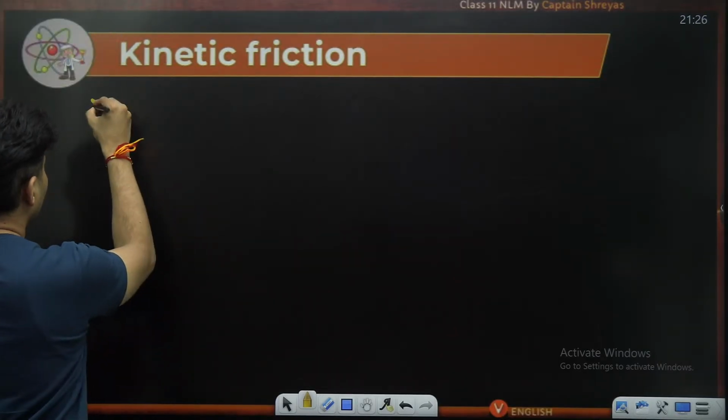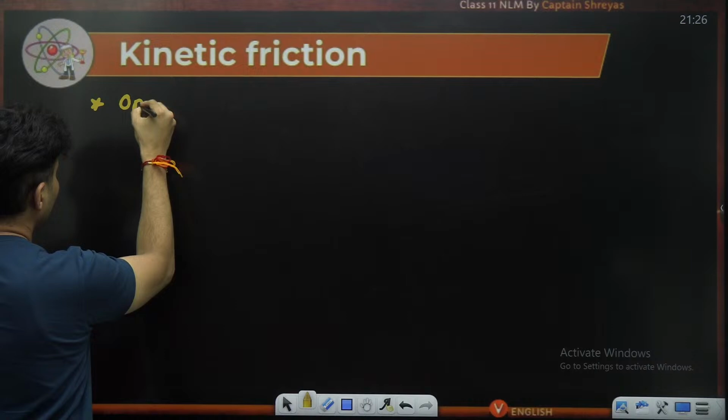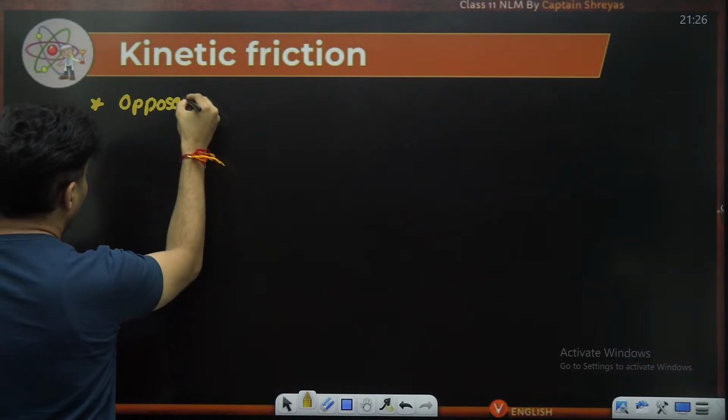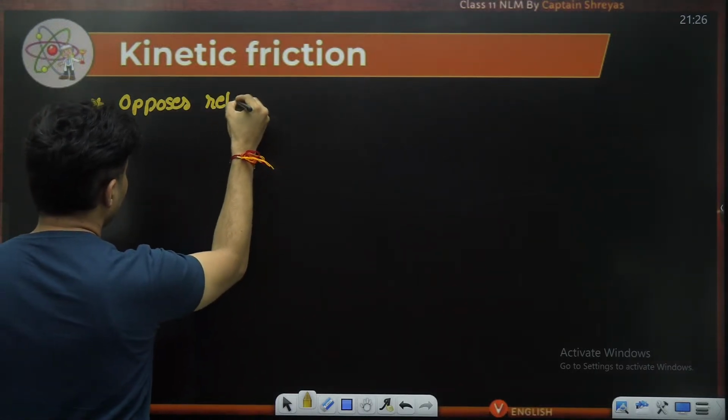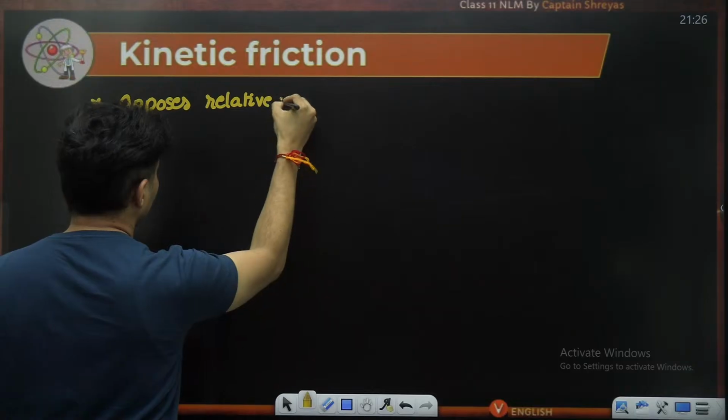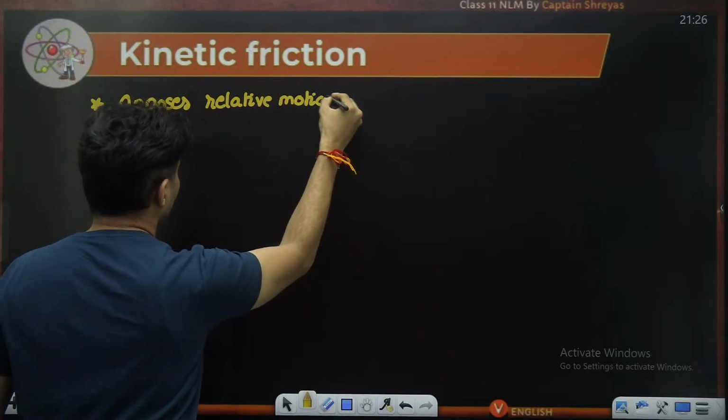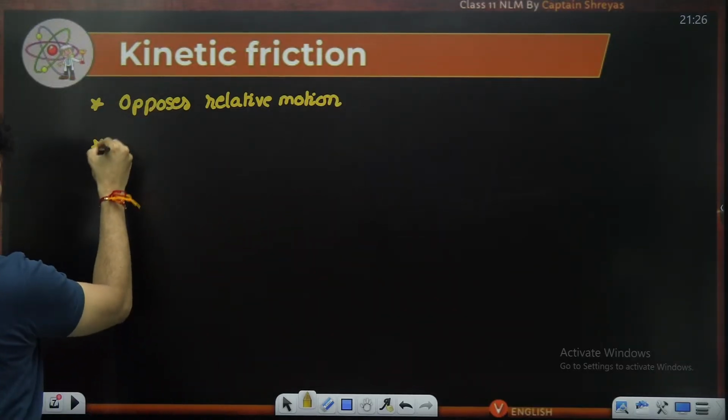If you talk about kinetic friction, it actually opposes relative motion. Number one thing.